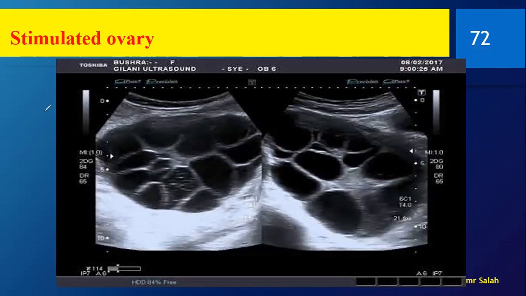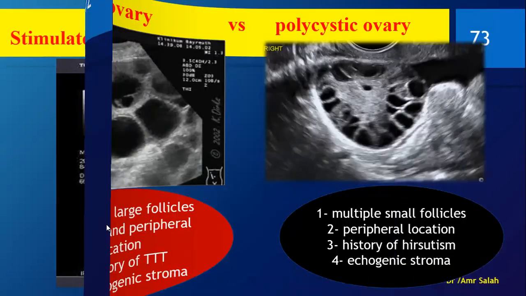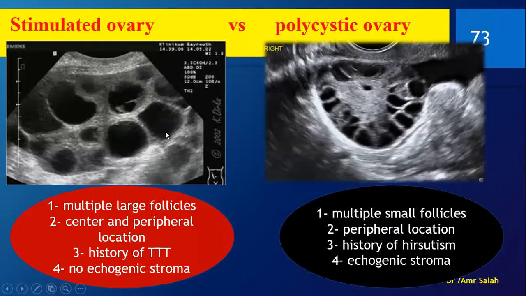Let's see another picture as to how they look. Again, here the stimulated ovary, and here the PCO. Voila, these are the differences. Here we have multiple large follicles. They are arranged centrally and peripherally, and there is history of drug intake, and there is no echogenic stroma.